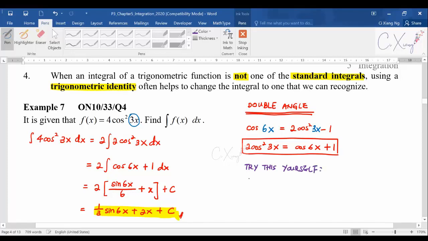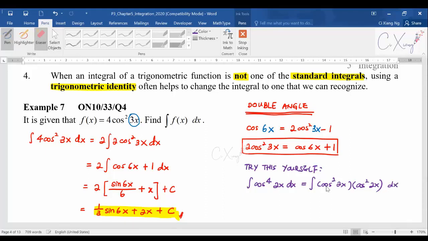Okay, so how about if let's say I want you to integrate cos power 4, maybe 2x. If you want to integrate cos power 4, then generally what you need to do is separate it first into cos square 2x, and then cos square 2x. So that cos square multiplied with cos square, you get cos power 4.